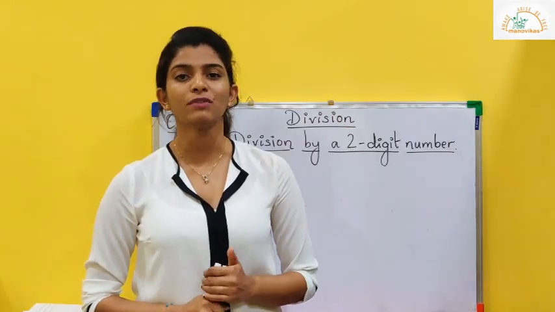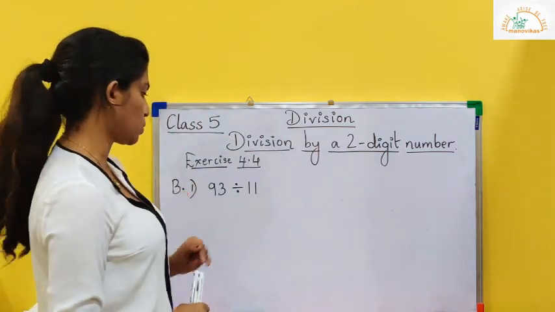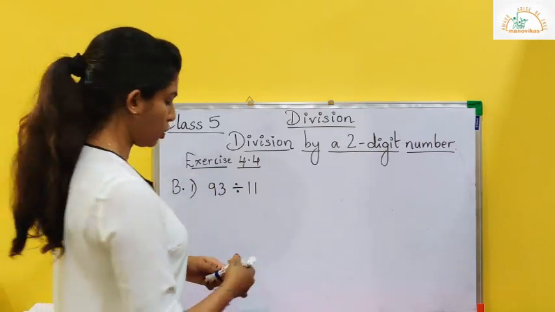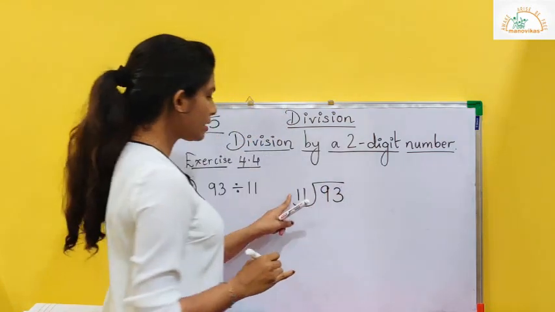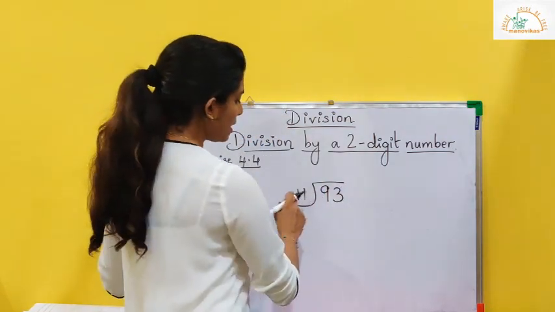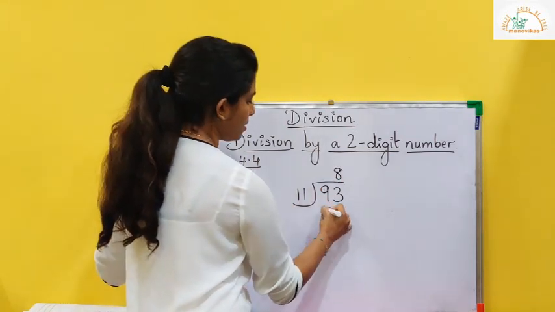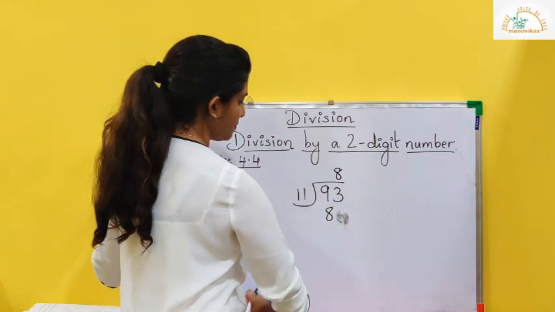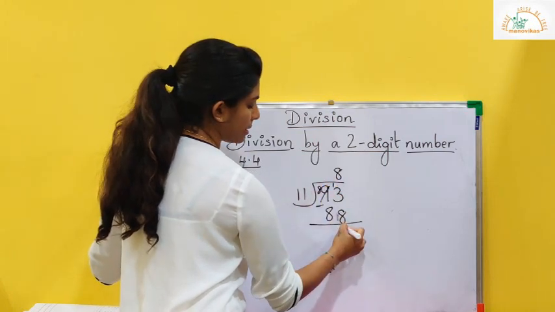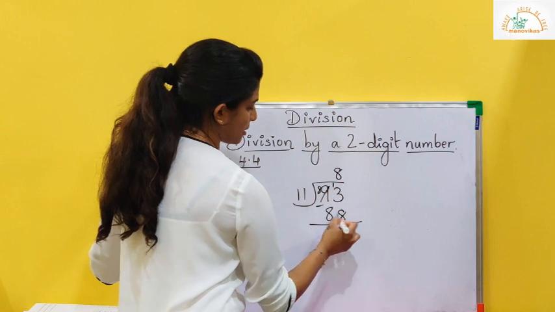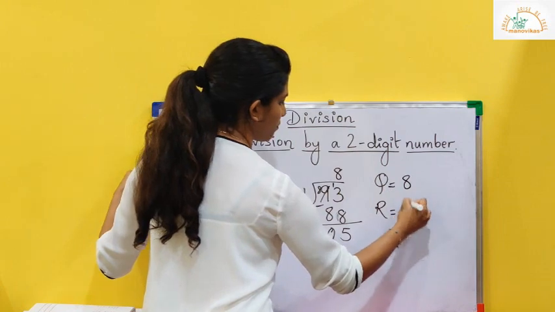Let's learn how to do division by a 2-digit number. I've taken exercise 4.4, question B, first one, 93 divided by 11. Let's solve it. If you see here, 11 is a 2-digit number. We have to see in the 11 times table a number which is close to 93. So we get 11 8s are 88. And then we subtract. 13 minus 8 is 5. 8 minus 8 is 0. So we get quotient is equal to 8 and remainder is equal to 5.